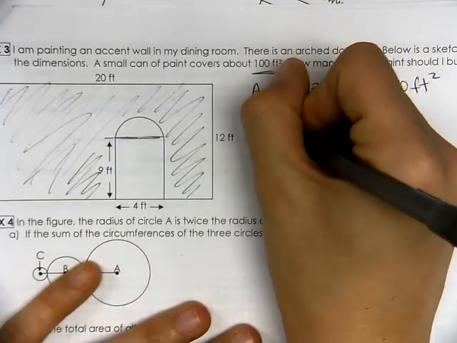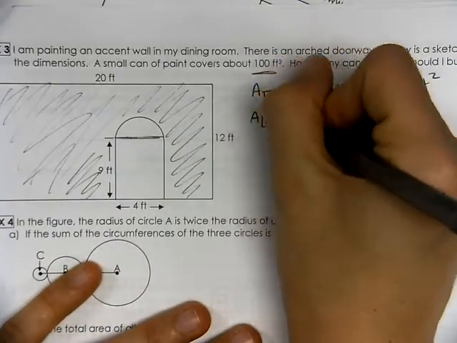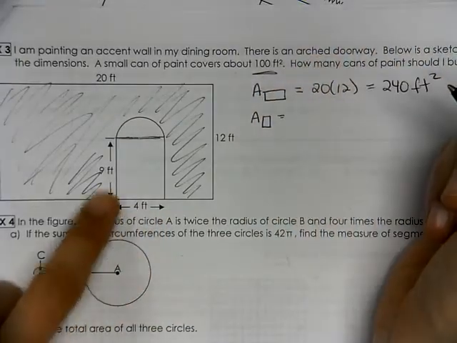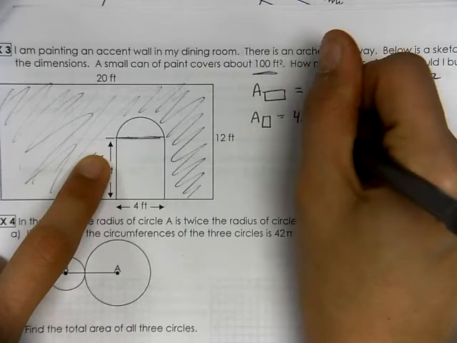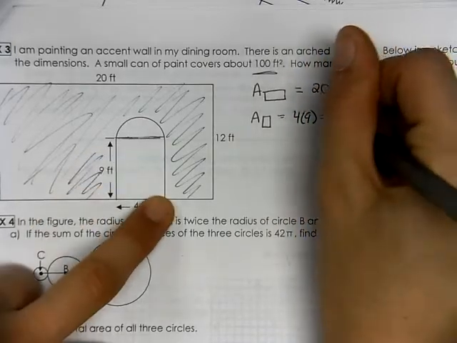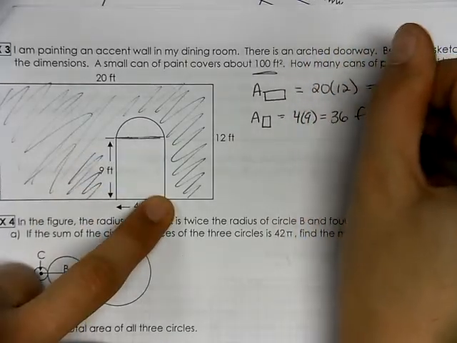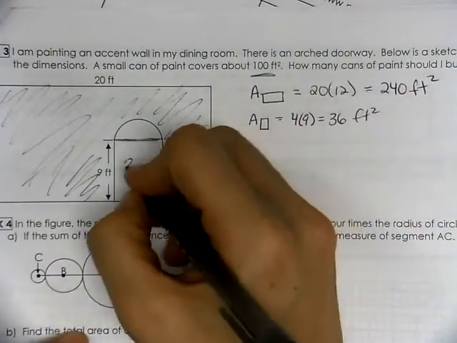So the area of my other rectangle is 4 feet by 9 feet. So 4 times 9 would be 36 square feet. So this here is 36.